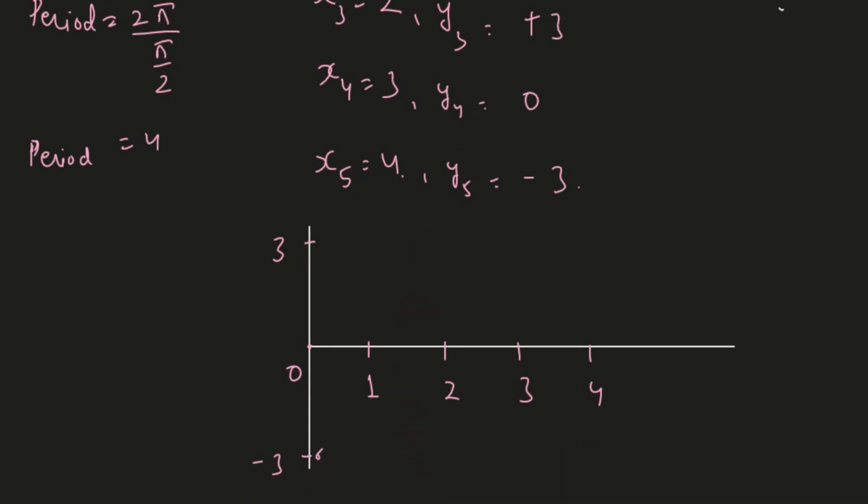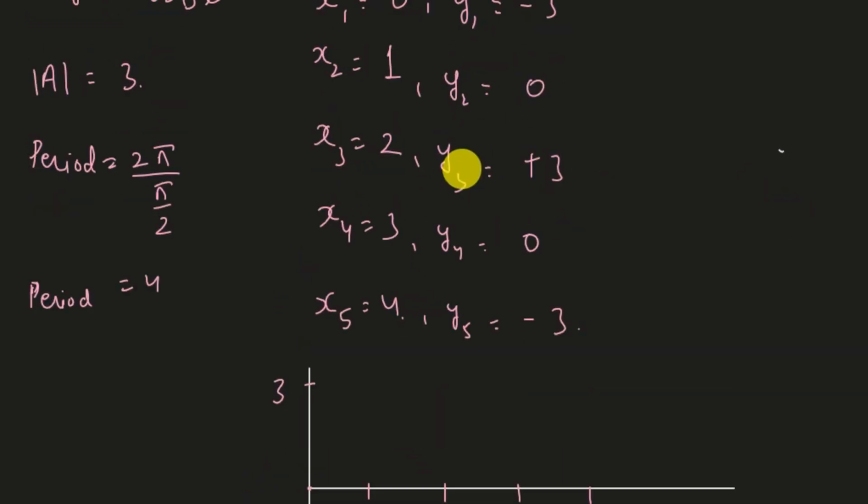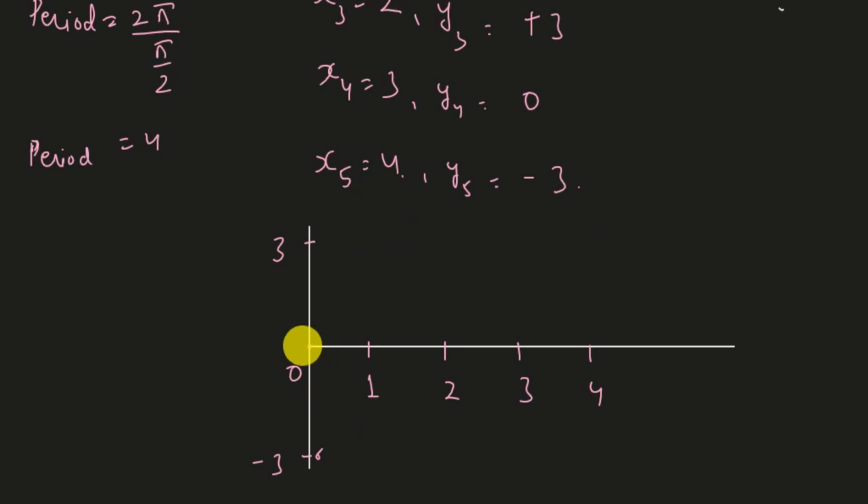Now let's plot the points. 0, minus 3. So when x is 0, y is minus 3. So this is the first point, right? And this point, then this point, then this, and finally this. So join all these points with a smooth curve like this.